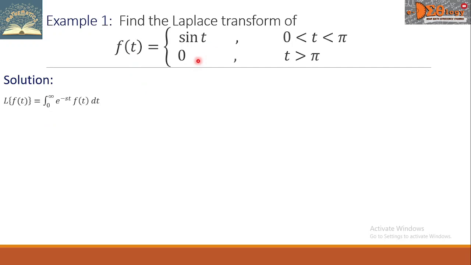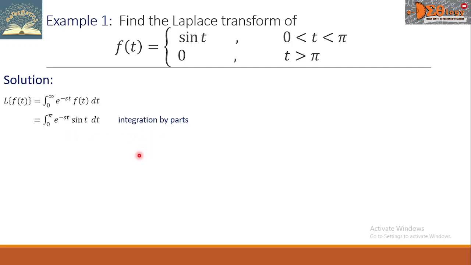Since the second function is 0, we will only write and evaluate the sin t function, which means we're going to evaluate the definite integral of e raised to negative st times sin t dt with respect to the limits from 0 to pi. And here, we're going to evaluate this using integration by parts. I hope you still remember the process. I'm going to put the link of the integration by parts video in the description below.